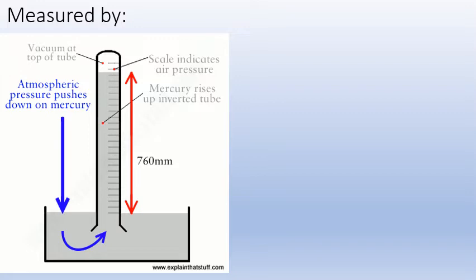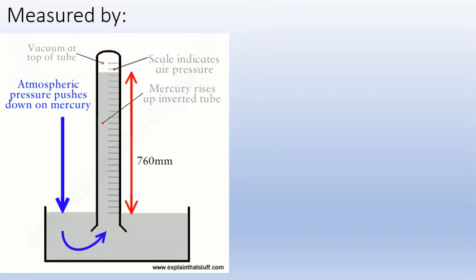When you keep an open container like this, what you see at the bottom, fill it with mercury, and you invert a test tube on top of it, you can see that the test tube will have a rise in mercury level to 760 millimeter. The mercury rises in the inverted tube, and the scale indicates the air pressure. There's a little bit of vacuum on the top. And what is actually pushing this mercury into the test tube upward? The atmospheric pressure. So imagine you can see a blue arrow over there on the side. That is the force which is acting on the mercury, which is open towards the atmosphere.